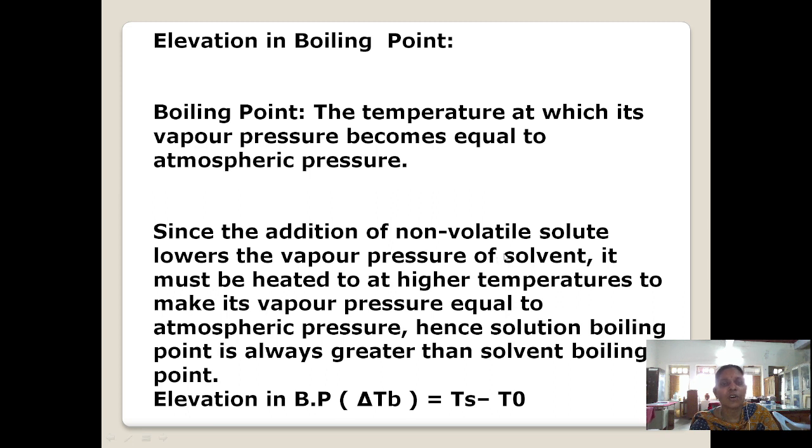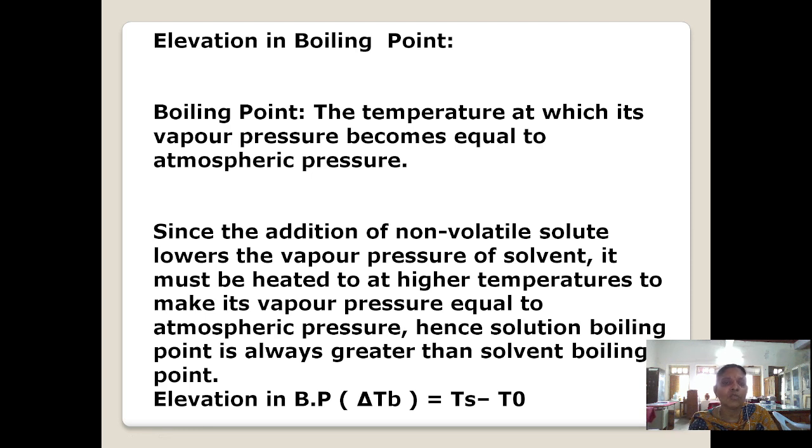Since the addition of a non-volatile solute lowers the vapor pressure of the solvent, as we have clearly seen in the previous colligative property, the vapor pressure of the solvent decreases. So it must be heated to higher temperatures to make its vapor pressure equal to atmospheric pressure. According to the boiling point definition, only when the vapor pressure of the solvent becomes equal to atmospheric pressure does it start boiling.